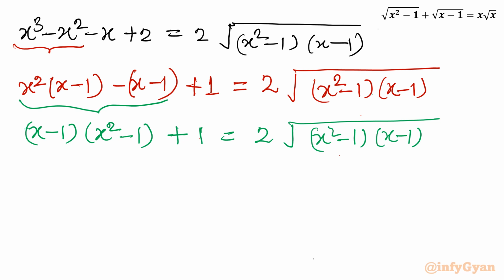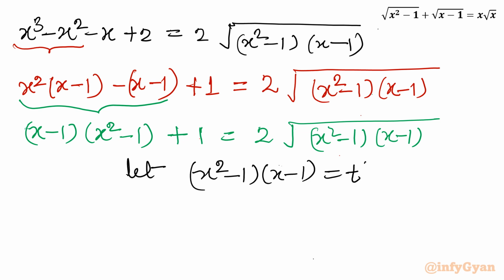Now you can see on the right-hand side we have got the same term, and on the left-hand side we have got the same term, radical free. So I will give a substitution: I will consider (x² − 1)(x − 1) equal to t². Why t²? Because of this square root, it will cancel the square root.